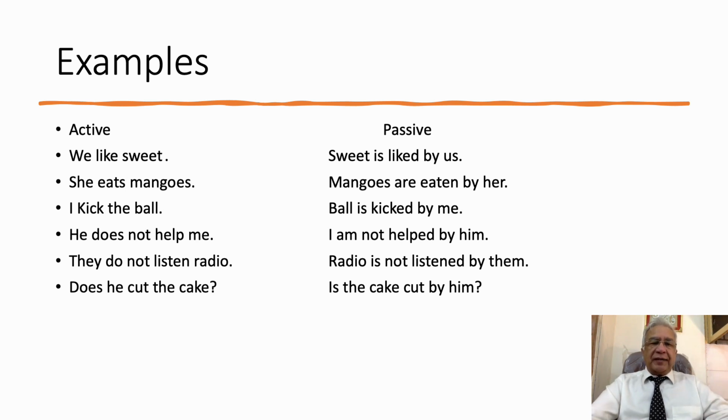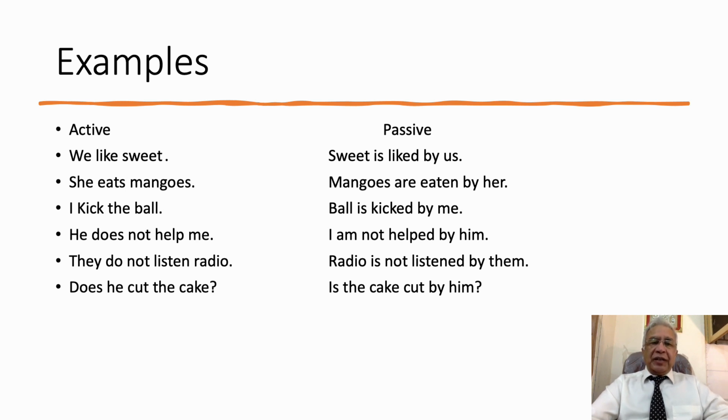For example, if the active sentence is: we like sweets. This is a simple present sentence, and the passive voice will be: sweet is liked by us. Look at the sentence. Sweet has become the subject now in the passive voice, and that is singular. So that is why is is used as a helping verb, and the third form of the verb has been used. Similarly, the subject of the active, we, has been given the place of the object in the passive voice as us, but before that by has been added.